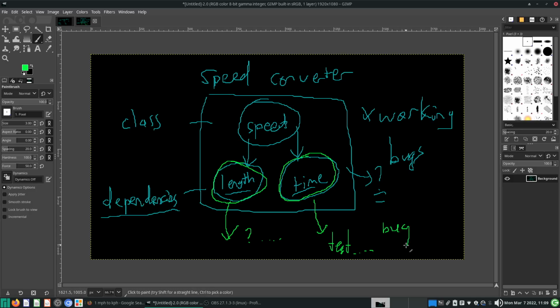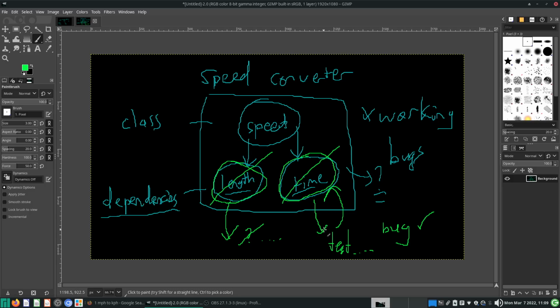Maybe the bug is here, and I try to fix the bug. Okay, then I will change the time converter, and let me test the speed converter again. Oh, another bug. Oh, where's this bug coming from? Is it the length, the speed, or the time? So I repeat the process again and again. So maybe I isolate. If I figure out that, hey, the length converter is working correctly, and then I check it, okay, so the bug cannot be here. If the bug cannot be here, then it must be either in the speed or the time converter. So let me check out the time converter.